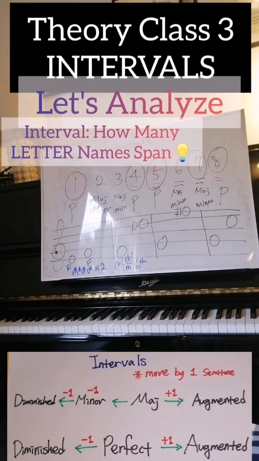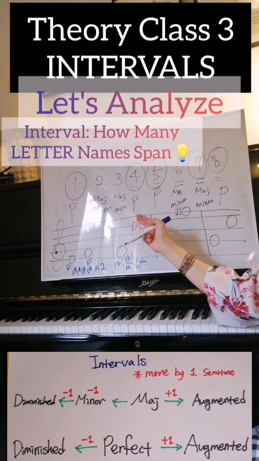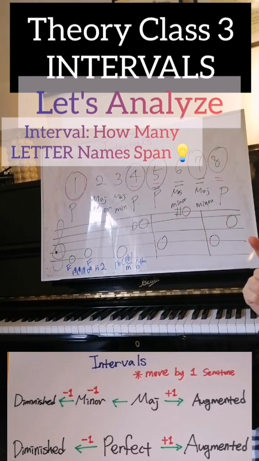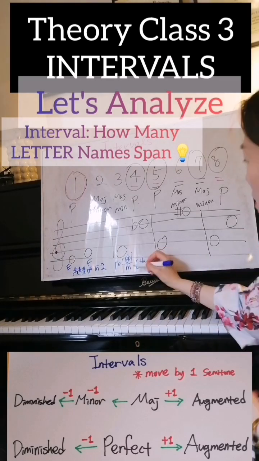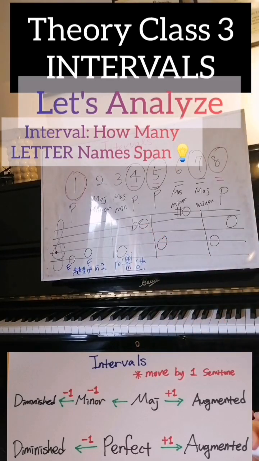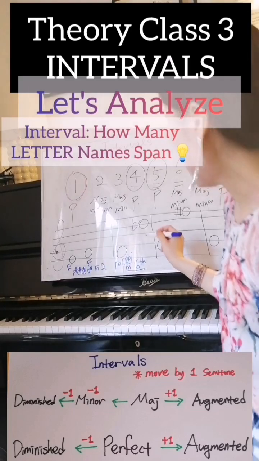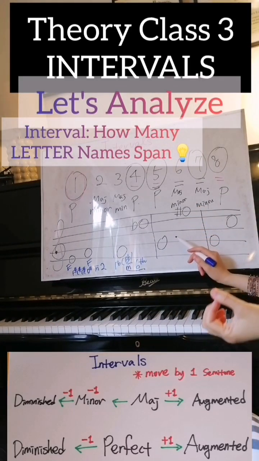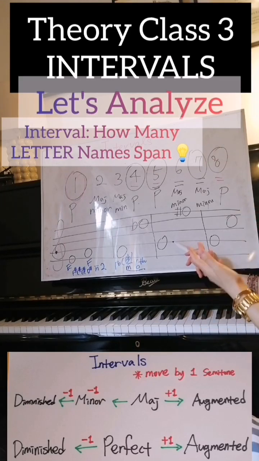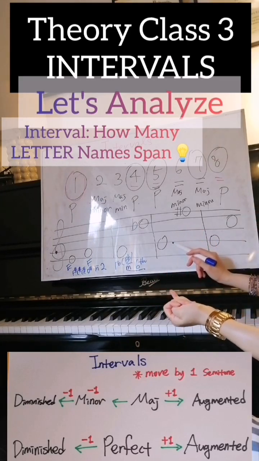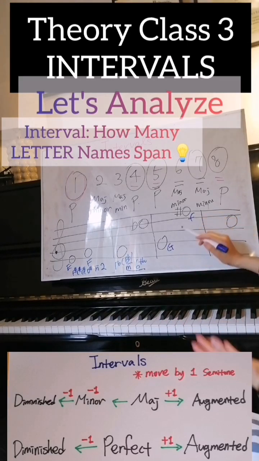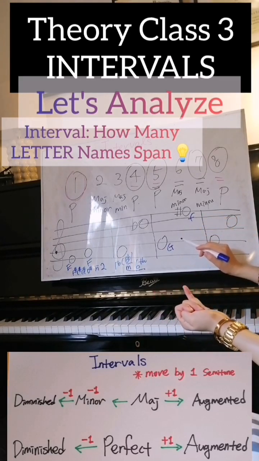If there's no flat, then that is a major sixth. But there is a flat, which means the sixth note has been lowered by one semitone from major sixth. So the answer is minor sixth. Now let's do this one. Don't worry about the quality; we do the number first and then the quality later. G, A, B, C, D, E, F. So that is G to F.